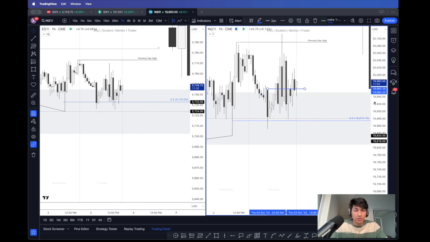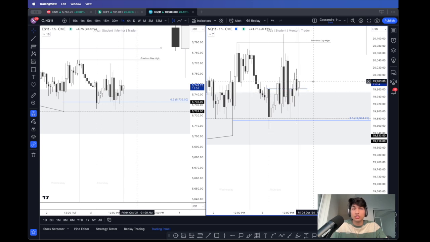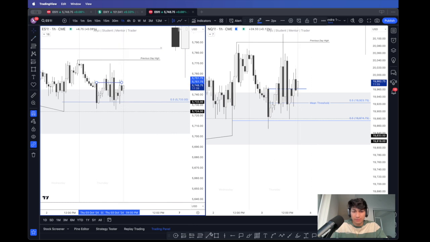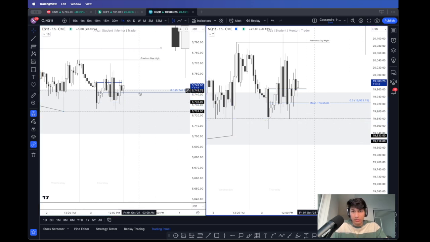As you know, when I consider order blocks, the two areas I care most about are the open of the order block and the mean threshold. So I'll mark out both. We'll label this the mean threshold, and then we'll refine this area. We'll do the same thing on the ES. Get rid of this halfway point and this halfway point.